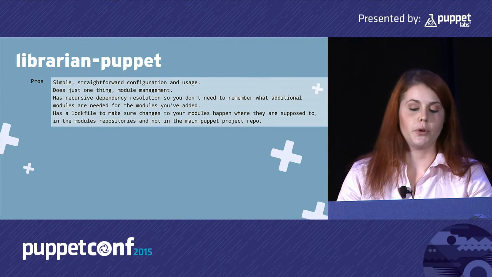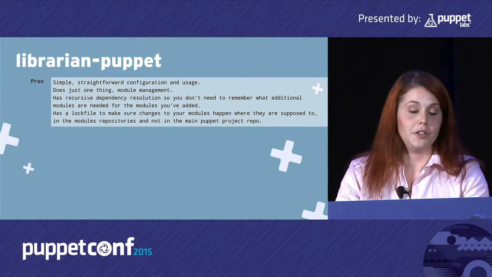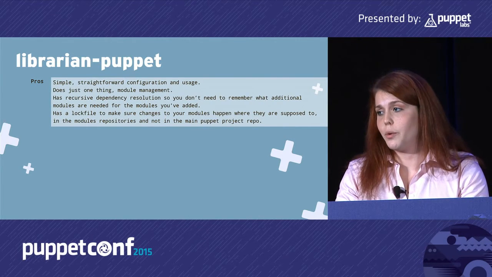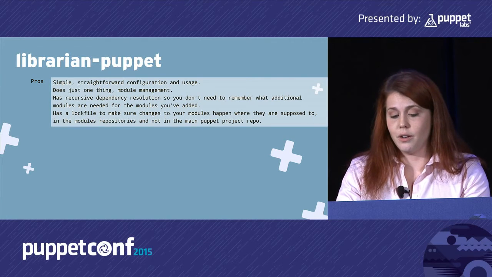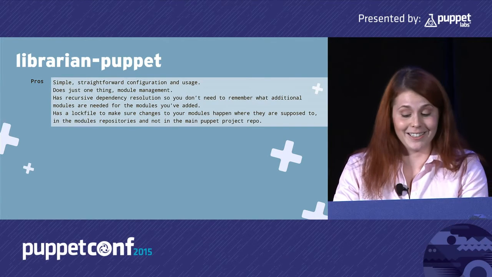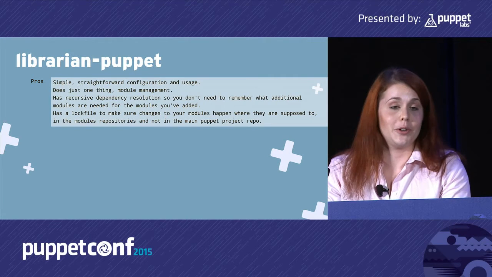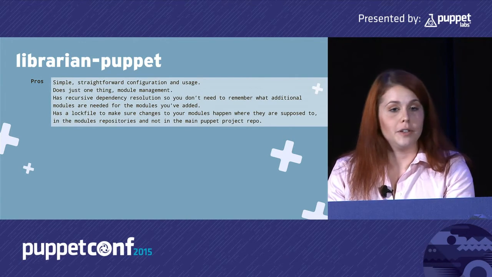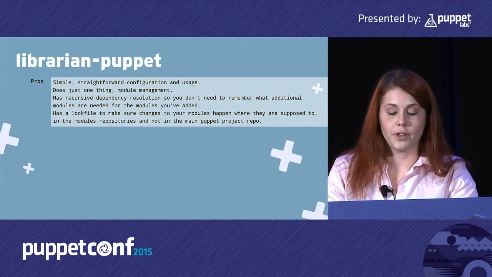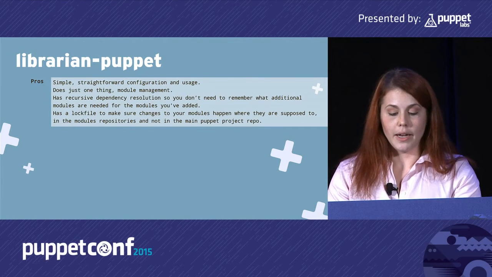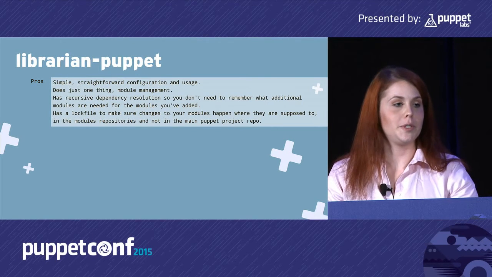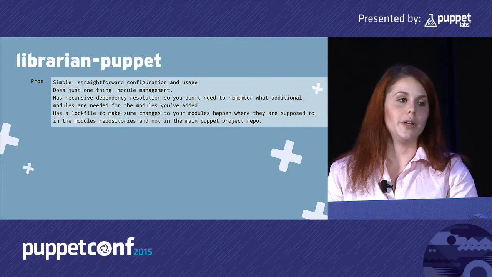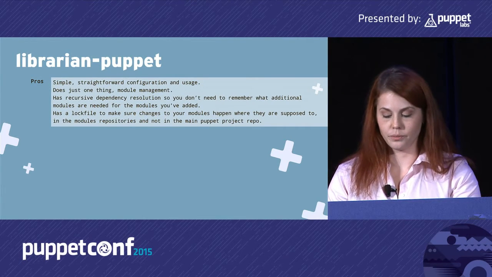So the pros of Librarian Puppet: it's simple and it's straightforward. You install a gem, you populate your Puppet file with your modules, and you install, and that's it, basically. It has recursive dependency resolution. It has a lock file, for the same reasons you might have a gem file lock. And it helps encourage some good practices, where you're moving your modules out to a remote repository.